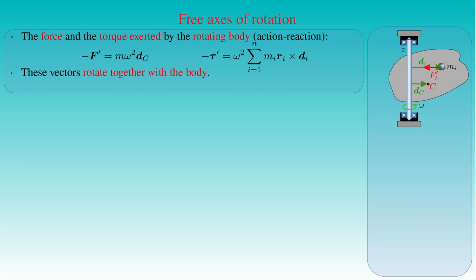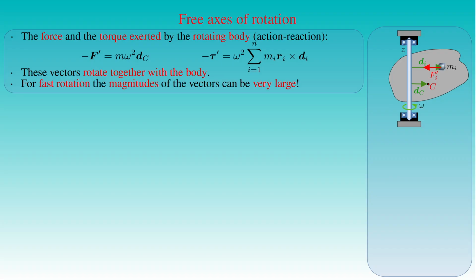The directions of the net force and torque are constant with respect to the body, that is, they rotate with the body. In the case of fast rotation, the magnitudes of the force F' and the torque τ' can be very large if the center of mass is not exactly on the axis of rotation, or if the products of inertia I sub yz and I sub zx do not vanish.